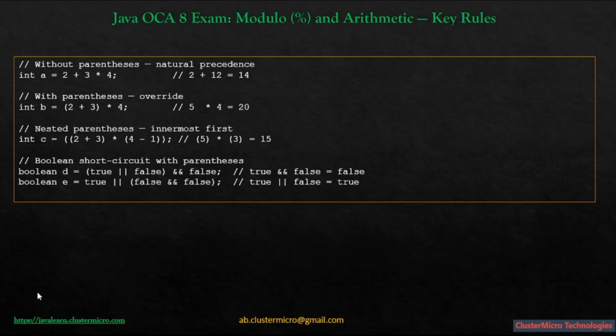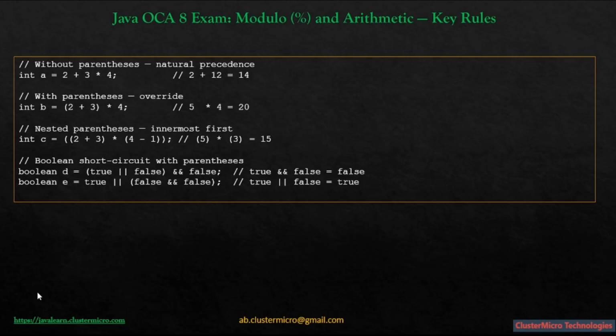So here on the screen also, in the last example, if you see Boolean d, right? True or false, then and false. True or false becomes true, then and false, so it will become false. Right, anything false in that expression will make it false. And here, true and then false and then false, the last example, it becomes true or false and then false, it becomes true or false, and the result is true.